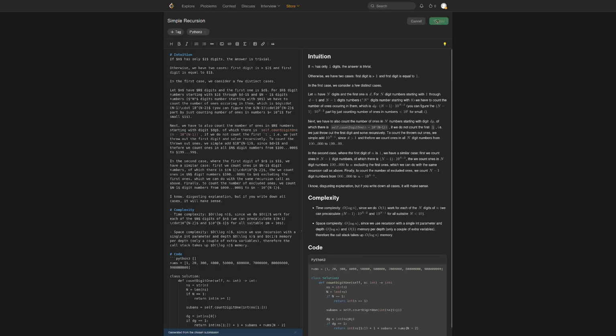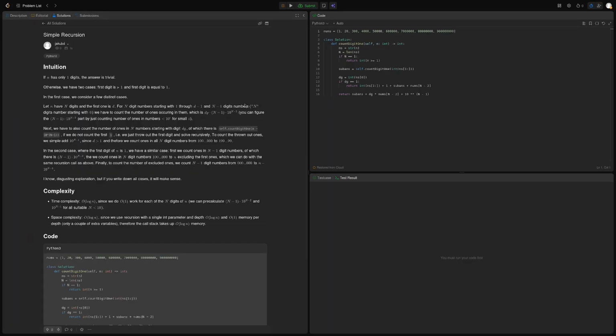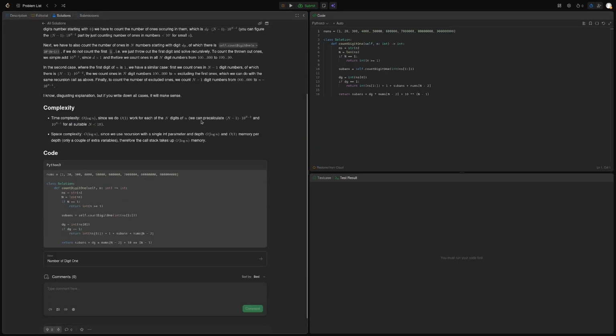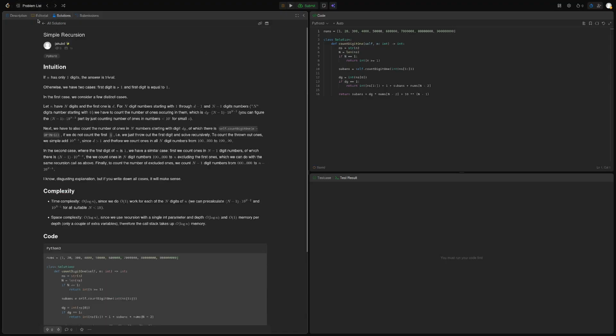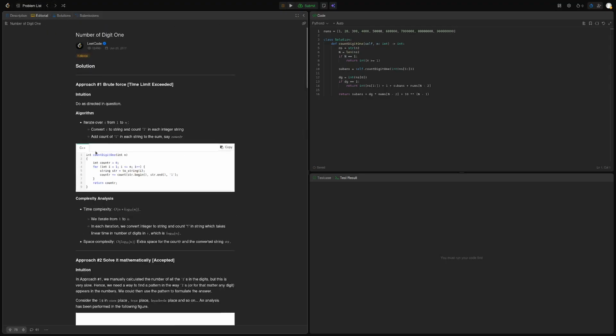Okay. I puke from these kinds of questions, even though the solution is extremely good looking. Let's look at the editorial.